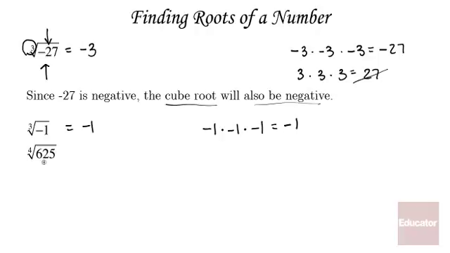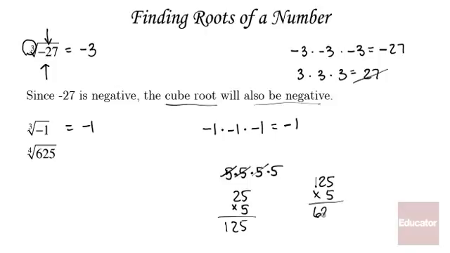625. Let's try 5. Well, we have to think about 5 times 5 times 5 times 5 here. 5 times 5 is 25. 25 times 5 is 125, and 125 times 5 will give you 625. So the fourth root of 625 is 5.